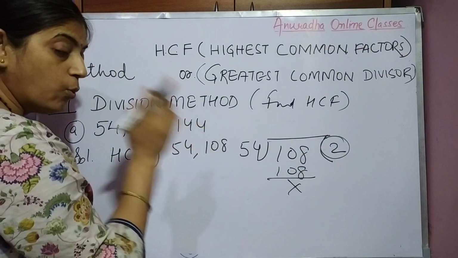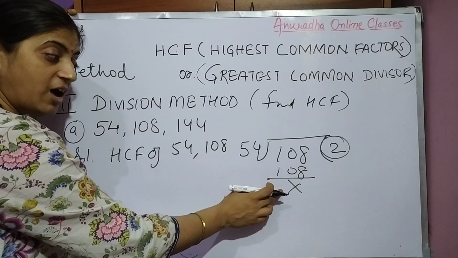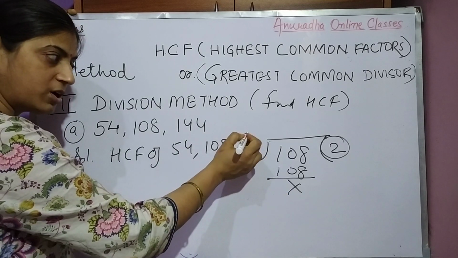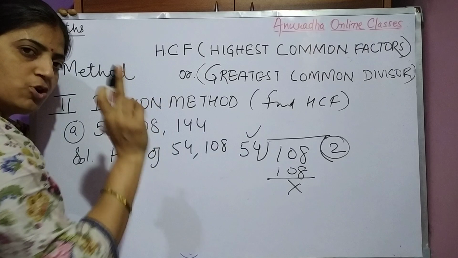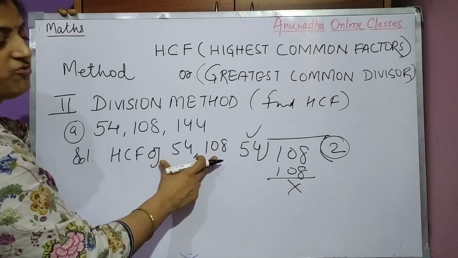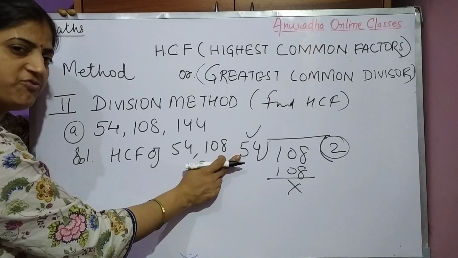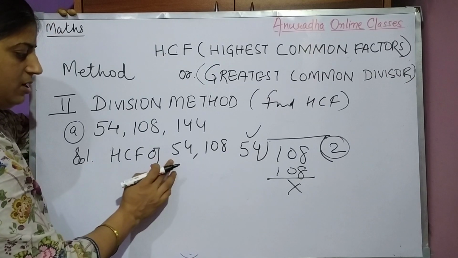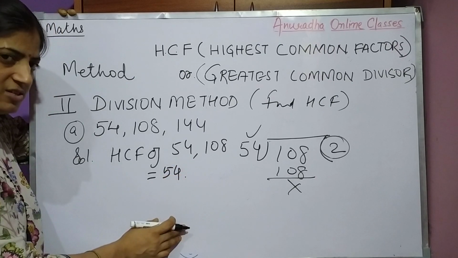So what you have to keep in mind is that we have to find 0 as the remainder. After the remainder 0 comes, whatever the divisor is, that is the HCF. The divisor with which we get 0, that divisor is the HCF of those two numbers, right? Now for 54 and 108, the divisor is 54. With 54 twos we get remainder 0, which means the HCF of these two numbers is 54, right? Is it clear to you?